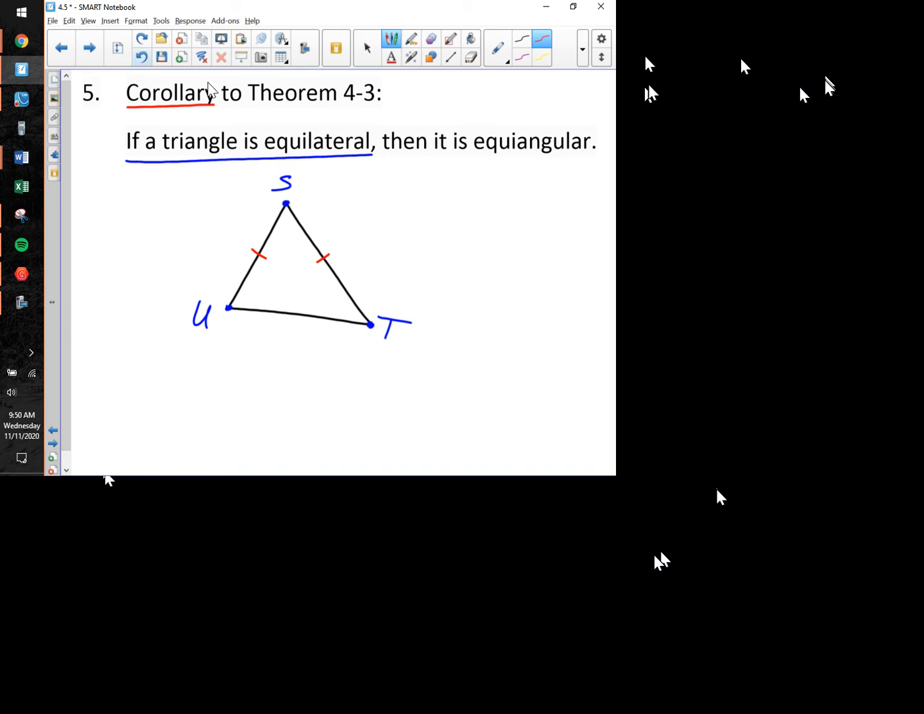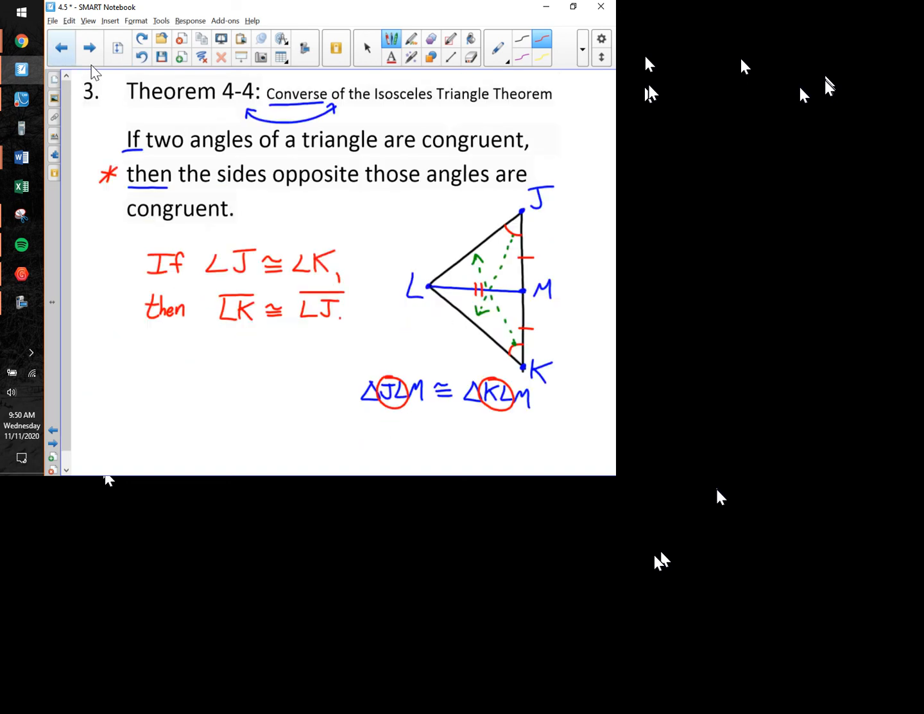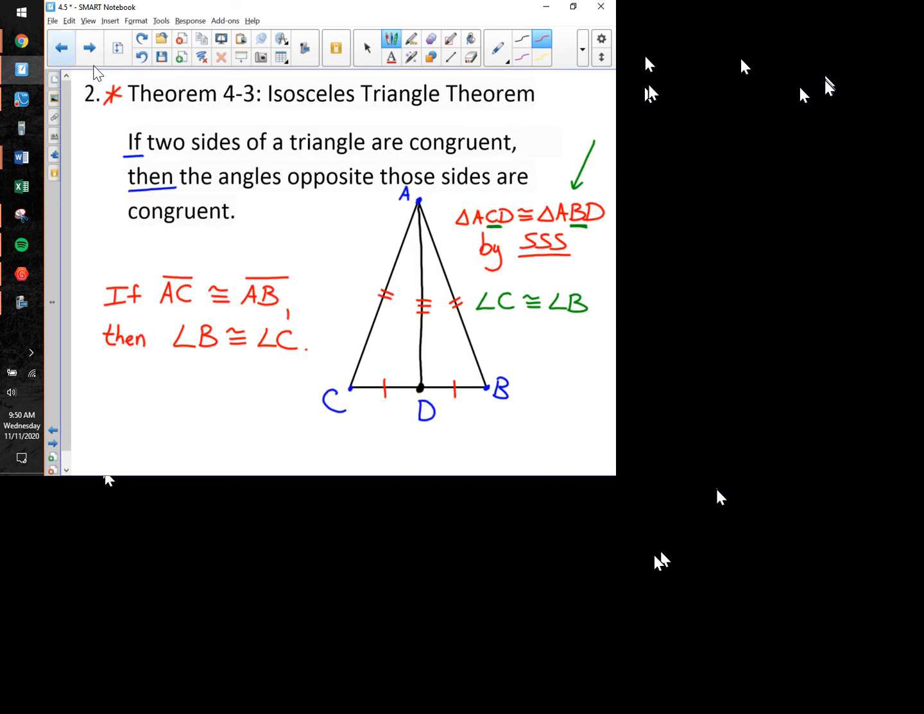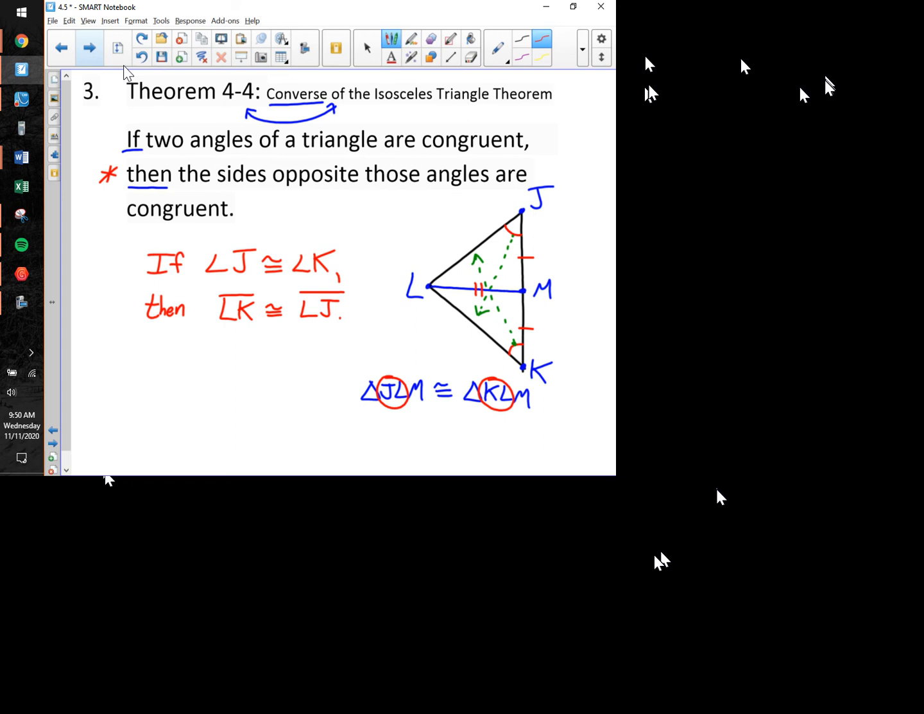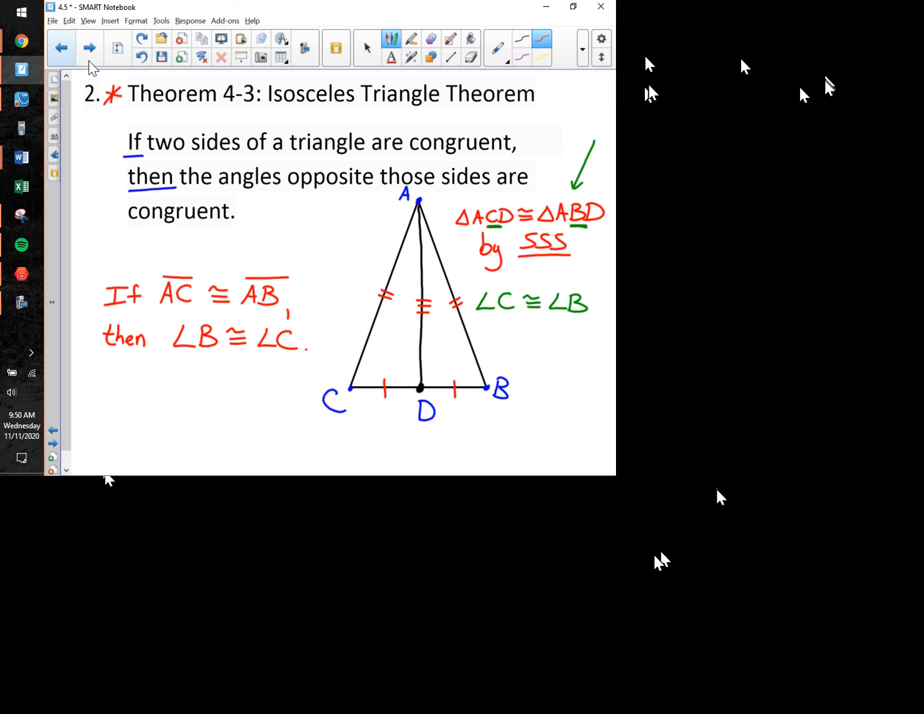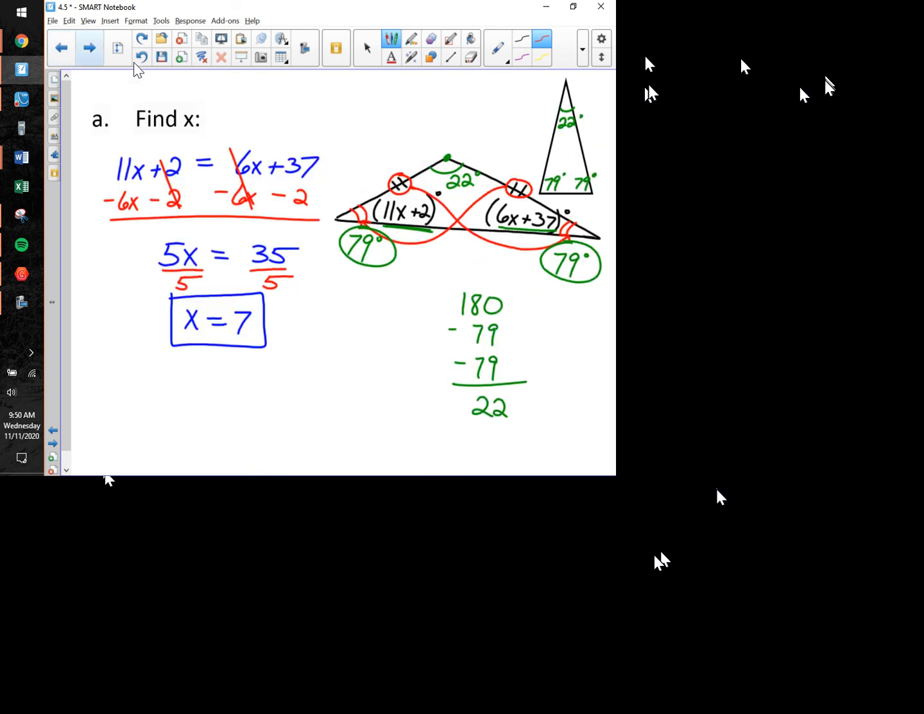We learned a theorem here. I think it was 4.3 a minute. Nope, 4.4. No, 4.3. Nope, it was 4.4. Sorry. If two angles of a triangle are congruent, hang on a second. Here we go. I'm sorry, it is 4.3. If two sides of a triangle are congruent, then their opposite angles have to be congruent as well.